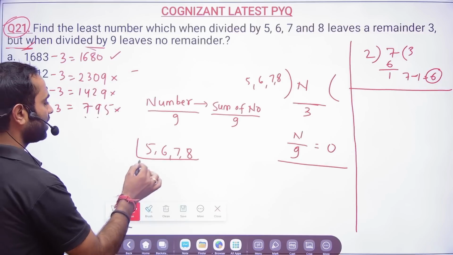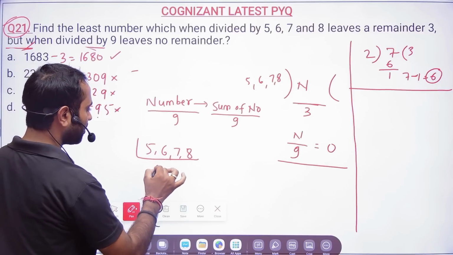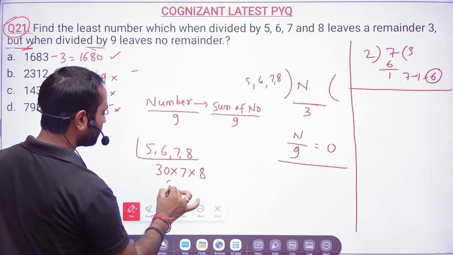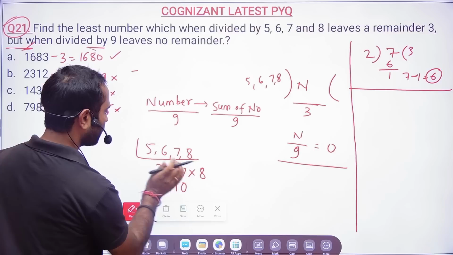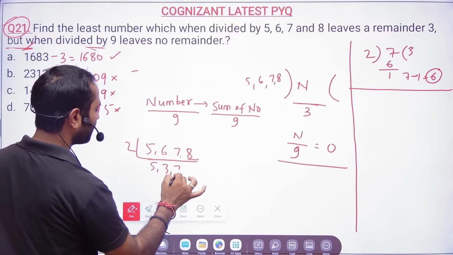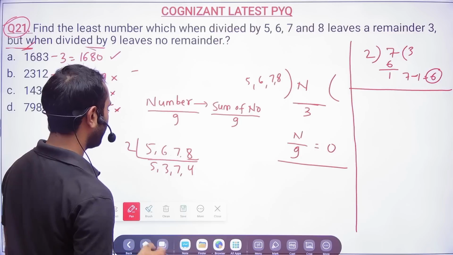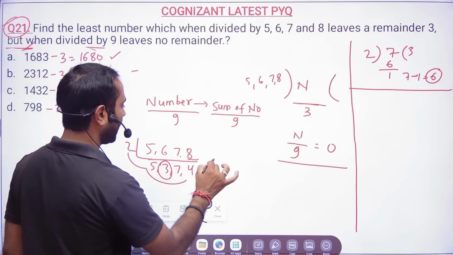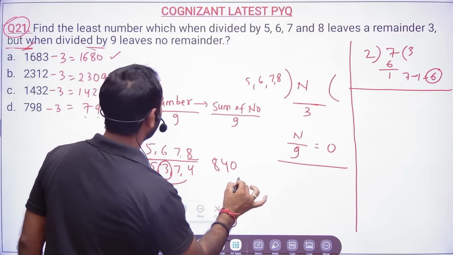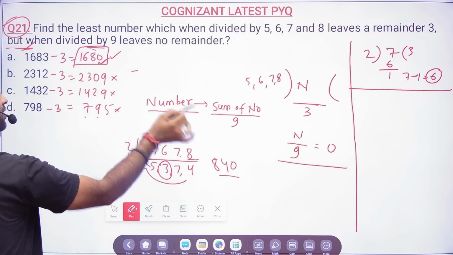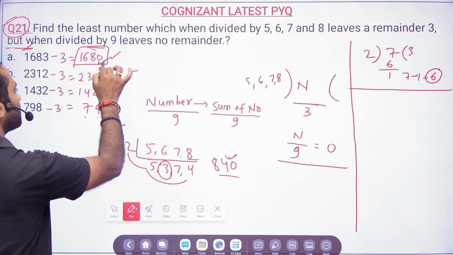But anyway, if we take the LCM, then 30 into 7 into 8. 30 into 7 is 210. Then 2 5s are 10, 10 into 4 is 40, 40 into 3 is 120, 840. Now you can see which number is divisible by 840. Definitely this will be the correct answer, because there is 0 at the end.